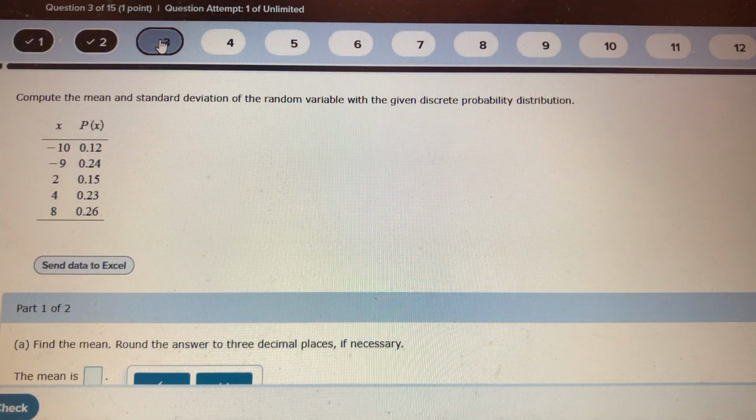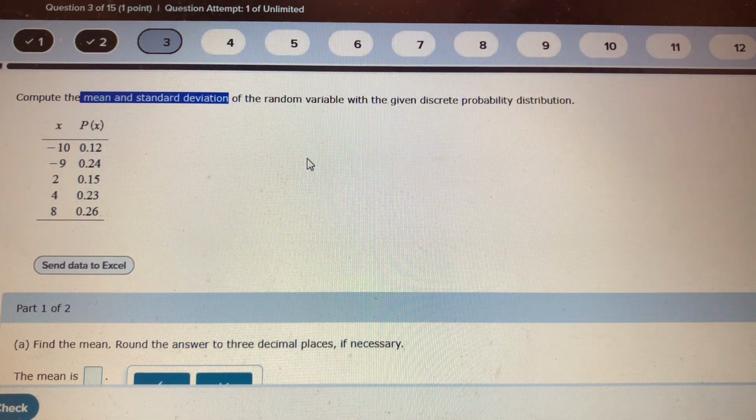Okay, so this one now we don't care if it's legitimate or not because they're not going to give you an illegitimate probability distribution if they want you to find the mean and the standard deviation of it. Okay, so x's can be negative actually, so don't let that bother you. Probability can't be negative, but x can be negative.